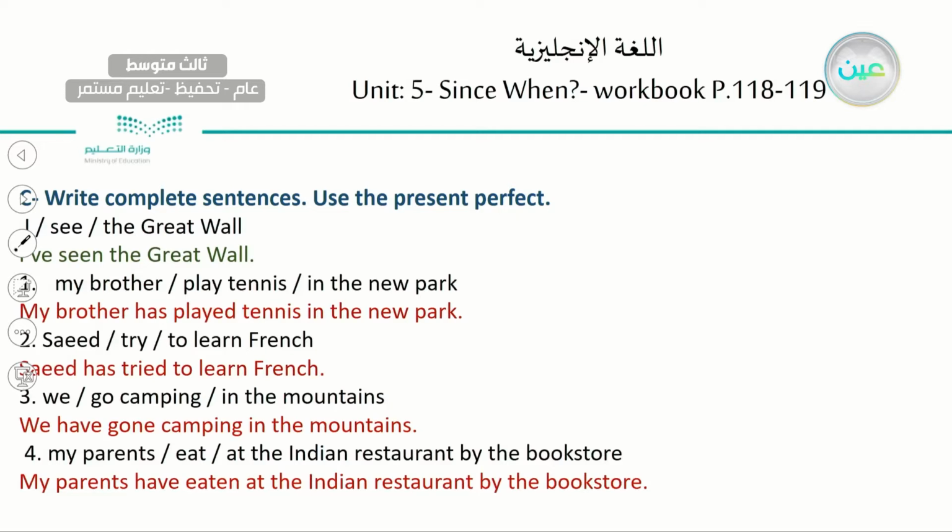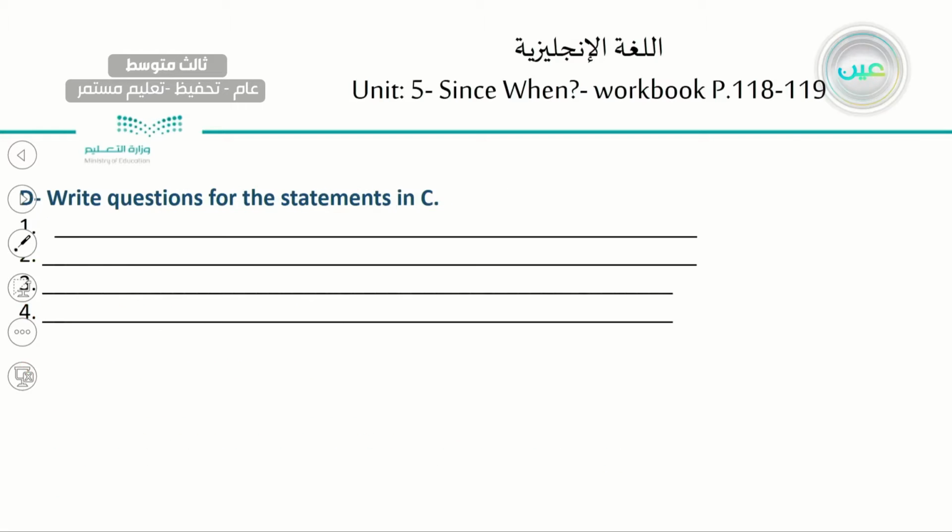Number 1, my brother played tennis in the new park. My brother, because brother is a he, has played tennis in the new park. 2, Saeed tried to learn French. Saeed has tried to learn French. 3, we have gone camping in the mountains. 4, my parents have eaten at the Indian restaurant by the bookstore. Okay, these are the 4 statements.